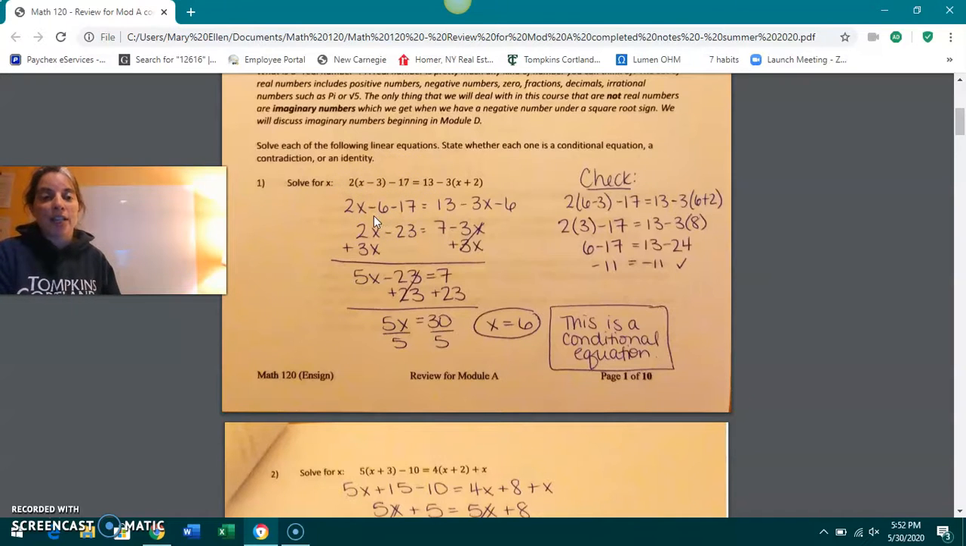And then moving down to the next step. Okay, where did this -23 come from? Well, I see I have 2x. Something happened with these. If I take -6 and subtract 17, I get -23. Okay, so just take it step by step.